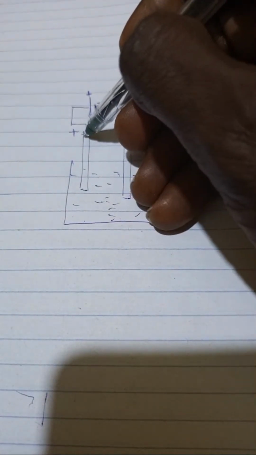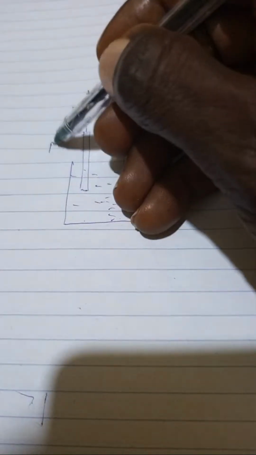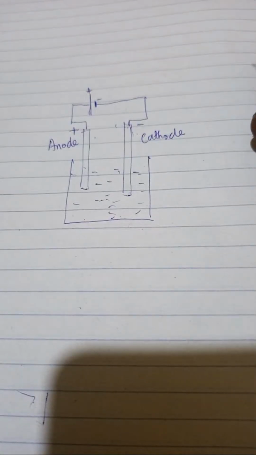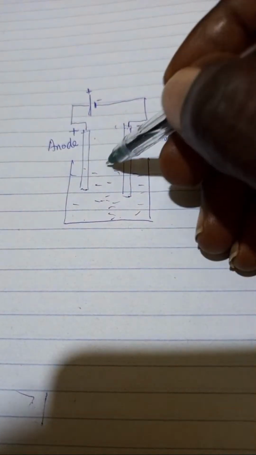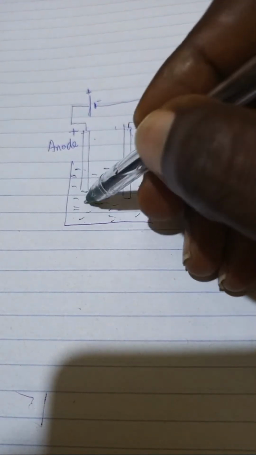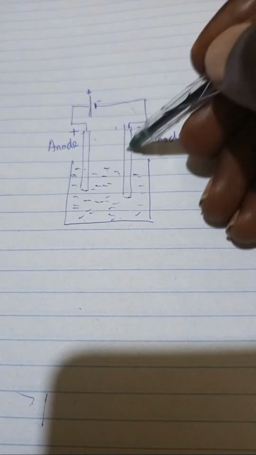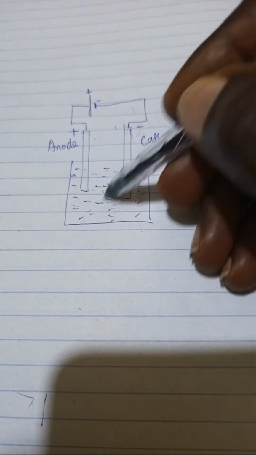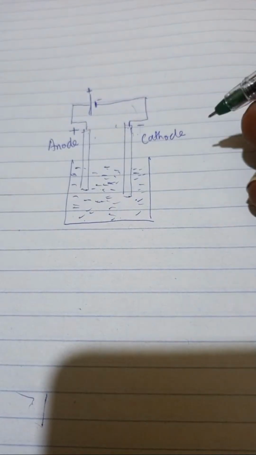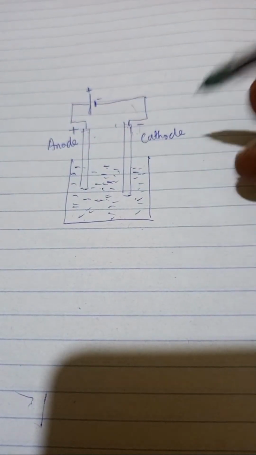While this one that's connected to the positive part of the battery is called the anode. So the cathode and the anode are two rods that are dipped into the electrolyte. It is the means through which the current gets into the electrolyte. This is the electrolyte here, which conducts electricity when it is in molten form or solution form.